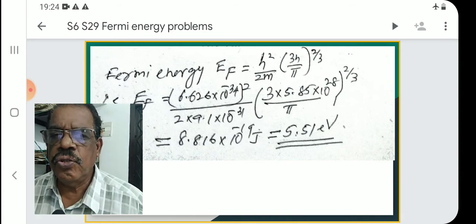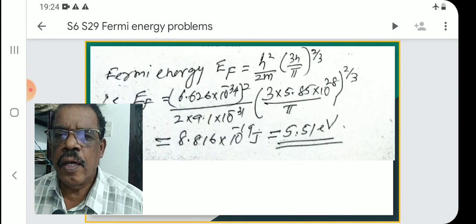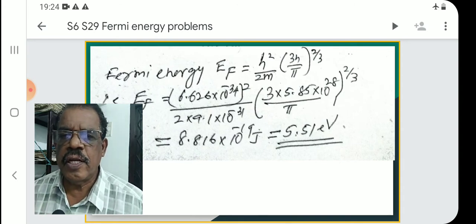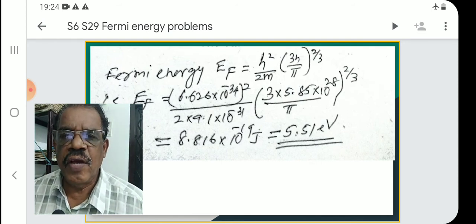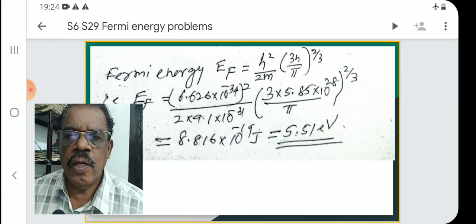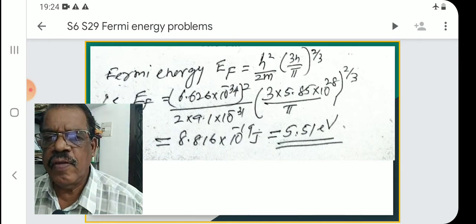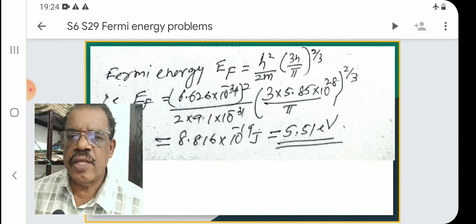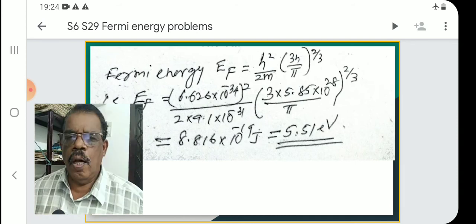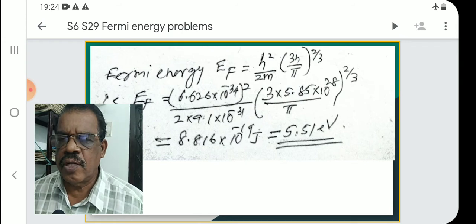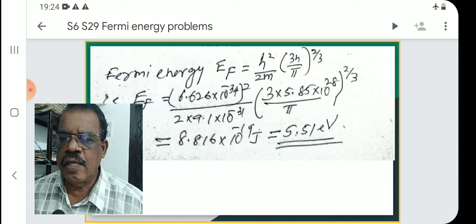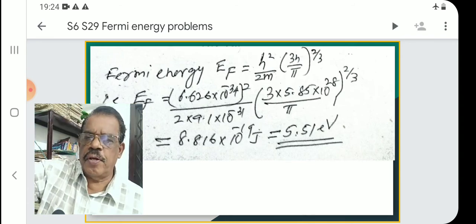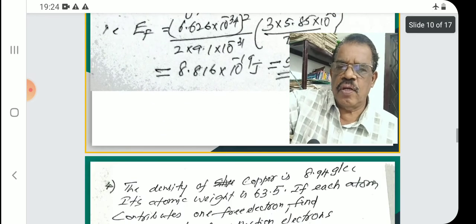EF is equal to 6.626 into 10 raised to minus 34 whole square, h square, by 2 into 9.1 into 10 raised to minus 31, into, inside the bracket, 3 into 5.85 into 10 raised to 28 by pi, whole raised to 2 by 3. On calculation, we get 8.816 into 10 raised to minus 19 joule. Divide it by 1.6 into 10 raised to minus 19, then we get the answer in eV. So the answer in eV is 5.51 electron volt. That is the answer.